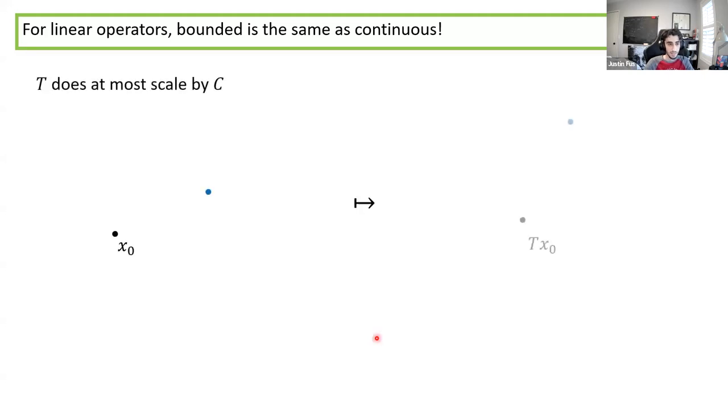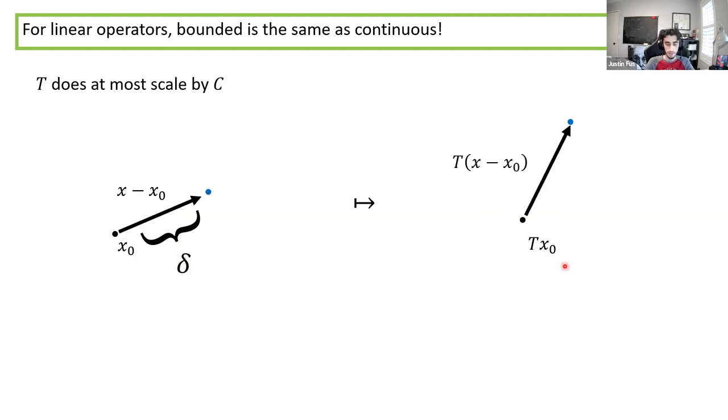Since T is bounded, it at most scales things by c. That includes distances between two points. T of x minus x zero will map to T of x minus T of x zero. So if two points are within delta of each other, then their images will be within, by linearity, c times delta, because this vector, its norm, gets scaled by at most c.